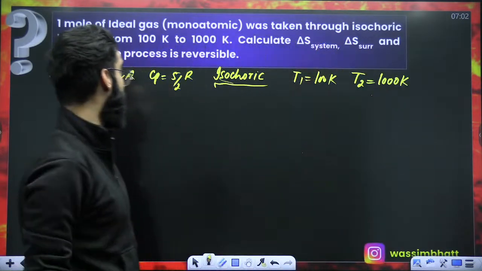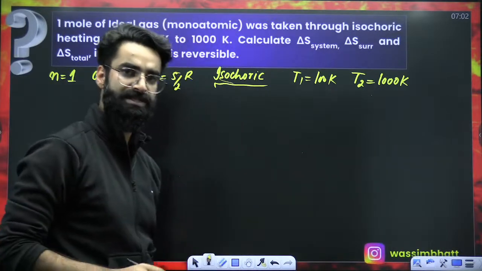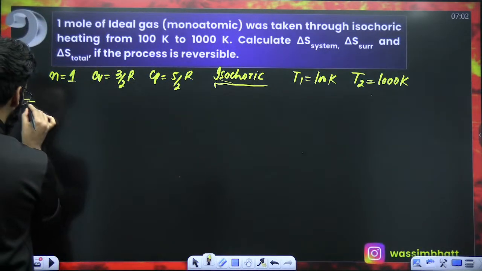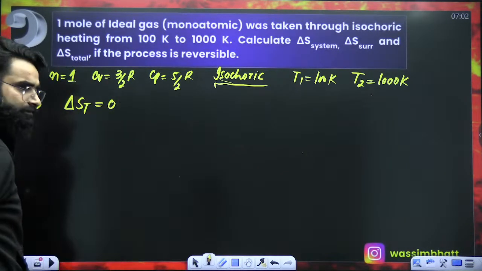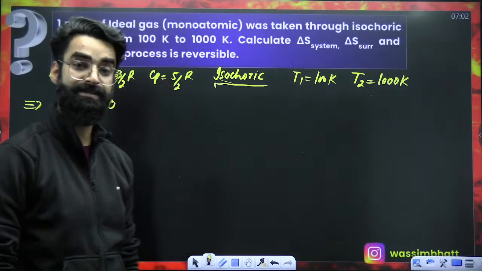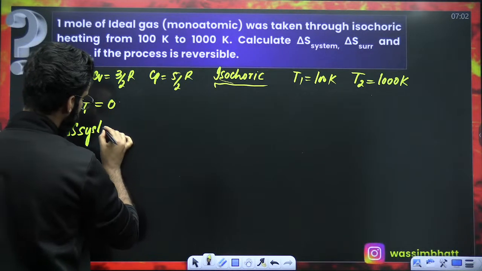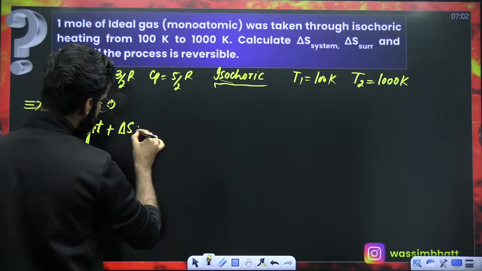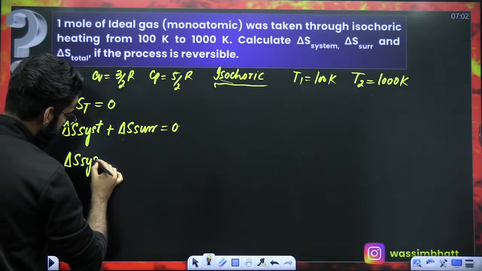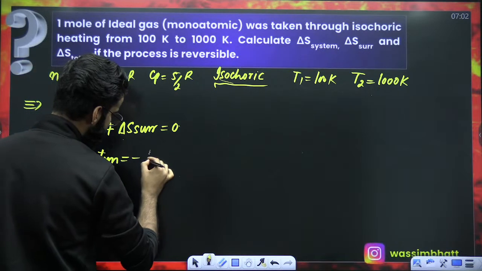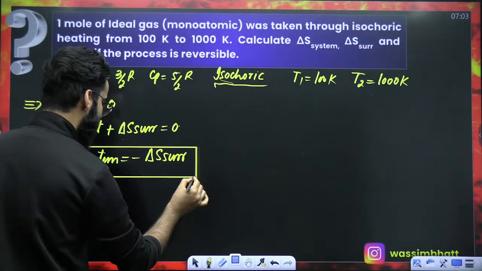Calculate delta S system, delta S surrounding and delta S total if the process is carried out reversibly. A few minutes back I told you, if you remember, delta S total in case of a reversible process is 0. If delta S total is 0, that means delta S system plus delta S surrounding has to be 0. So what does that mean? That means delta S system has to be equal to minus times delta S surrounding.